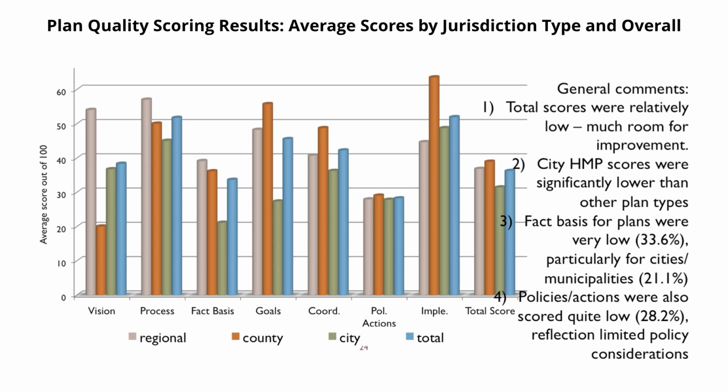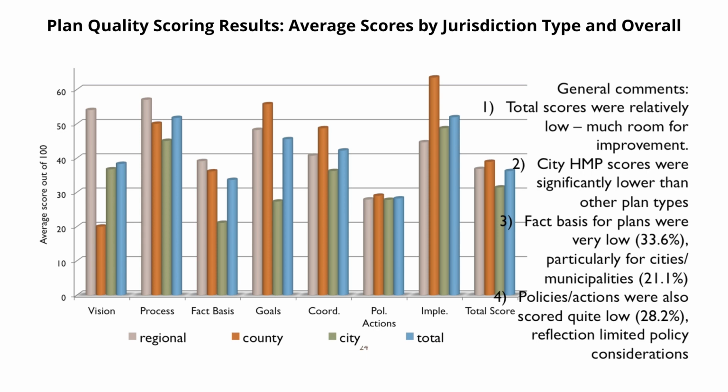In general, the city plans were significantly lower than the other 2 plans. If you'll notice, the green bar generally is lower than the gold and gray bars, which are for the county and regional plans. On average, they were much lower as well. What was particularly disappointing was the fact basis for the plans. The fact basis, remember, are those elements in which we evaluate the nature of the hazard exposure, the potential risk of a community. We saw these plans scoring at about 33%, and in particular, the city plans were around the 20% level. So of all the different approaches to assessing the vulnerabilities, they were quite low.